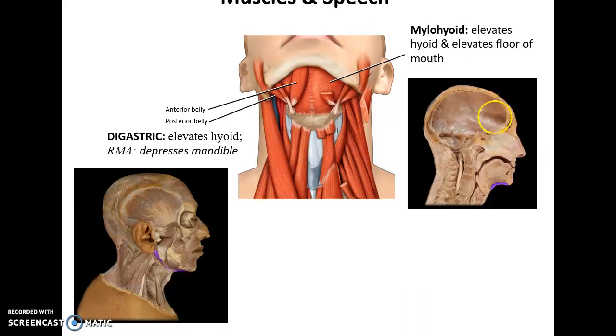Continuing on in this region, we have the digastric muscle. This is a two-belly muscle. It can help to pull on this connective tissue in order to elevate the hyoid bone and the larynx, or it can do a reverse muscle action to help depress the mandible. So it could be involved in deglutination. And then there's this thin sheet muscle at the very bottom of the jaw, as you can see here. It helps to elevate the hyoid bone and elevate the floor of the mouth.